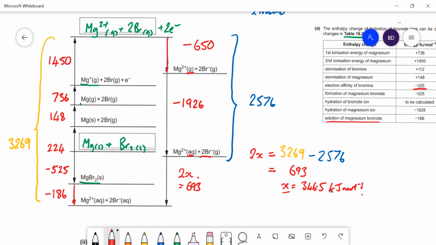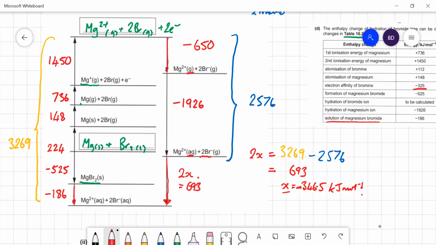Right, well, before we do that, we have to say what sign it is. The arrow is going down here, so that means it's exothermic, so we must put a minus sign in there. Nearly forgot that. So the value is minus 346.5 kilojoules per mole.